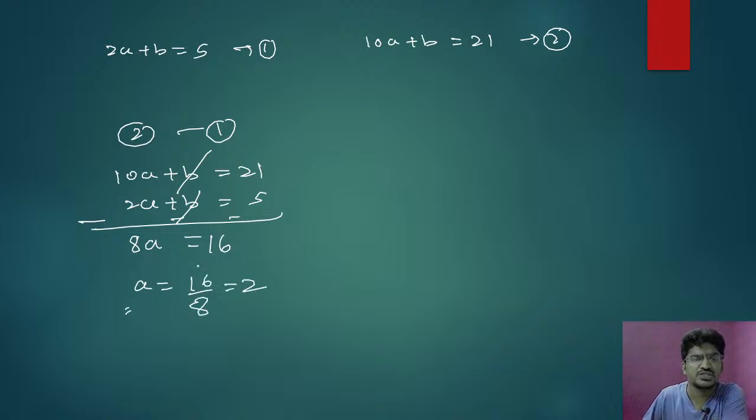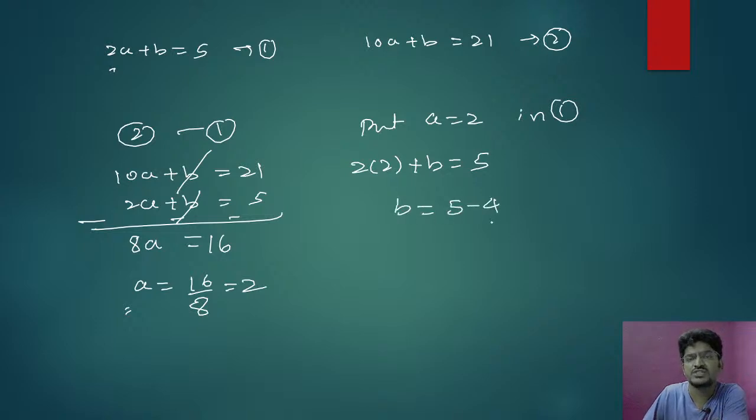So if a is 2, put a equal to 2 in equation 1. Therefore 2 into 2 plus b equal to 5. B will be equal to 5 minus 4. B will be equal to 1. Therefore a is 2, b is 1. This is your answer.